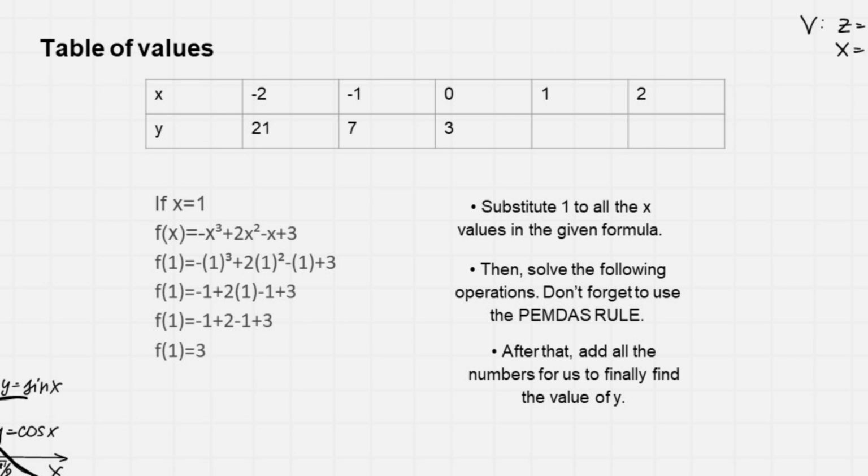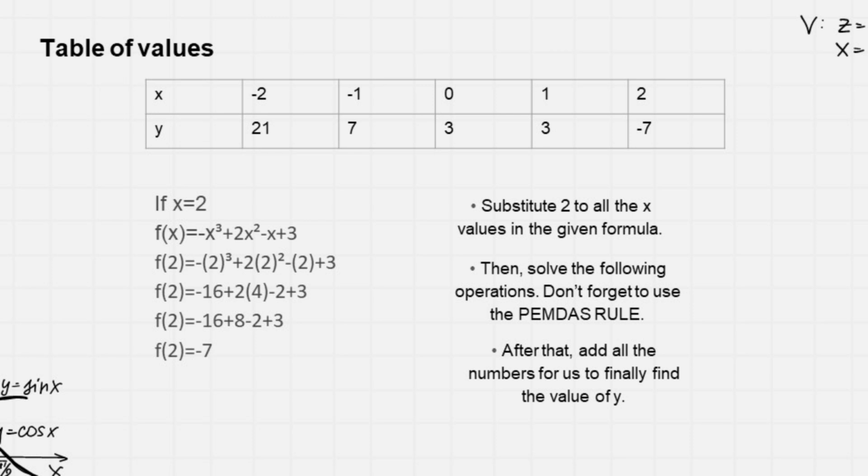Here, we can now combine all the numbers that are given. -1 + 2 - 1 + 3 is equal to 3. And our final answer, if x is equal to 1, is positive 3. And the last value of x is equal to 2.